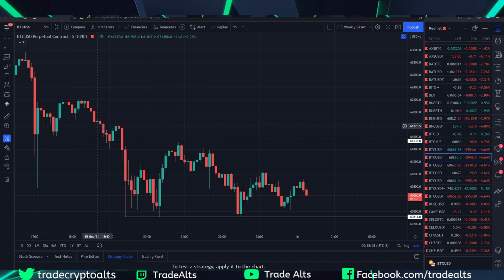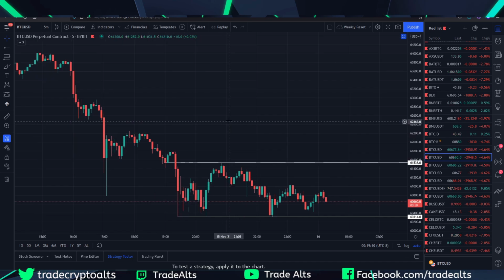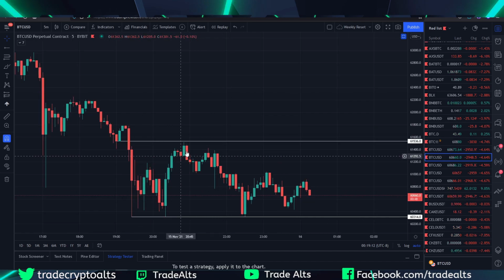Now this is very low time frame stuff, but that's why this is nice confluence on a 5-minute chart to have this as your range high. Okay, so that's how I would do that. But again, this is the range that I would be looking at.